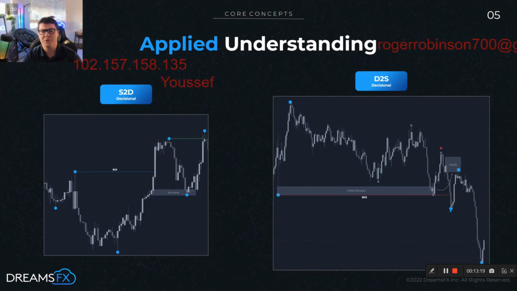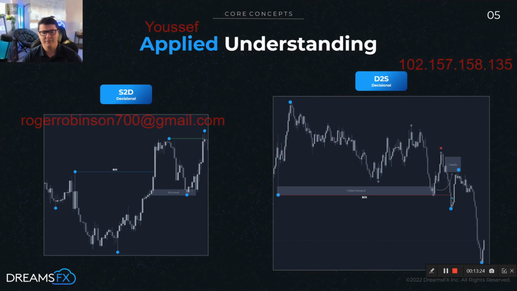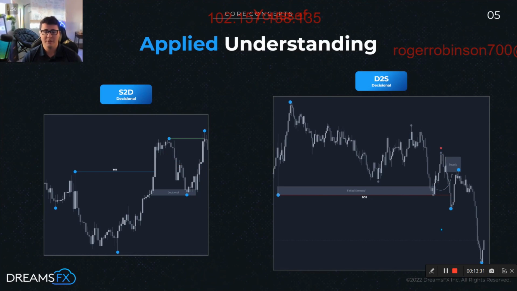As I'm going through this, make sure you can pause the video and look at your notes so you know exactly what I'm referring to. And now we have to ask ourselves, right? After we see that this demand that failed to make a new higher high caused a pullback and then the next impulse, where's our decisional order block? Well, like I always say, we always want to talk about decisional and extremes.